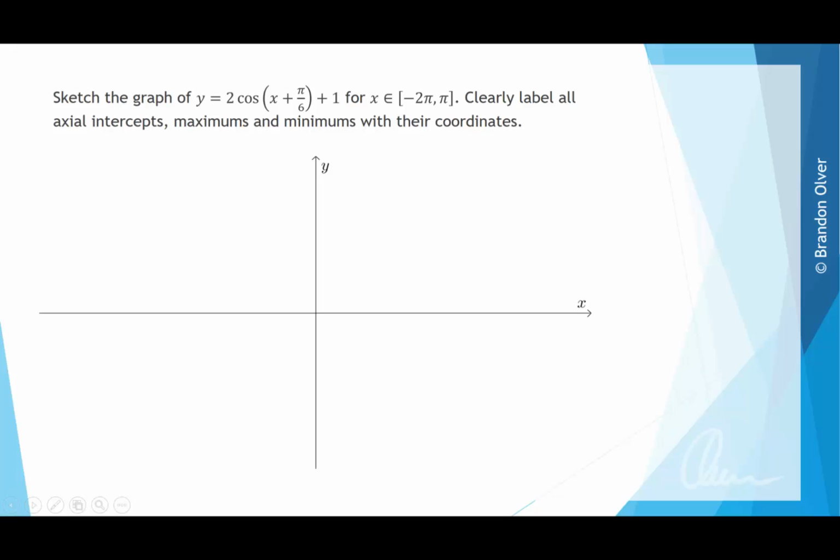Sketch the graph of y equals 2 times cos of (x plus pi on 6) plus 1. Clearly label all axial intercepts, maximums and minimums with their coordinates.